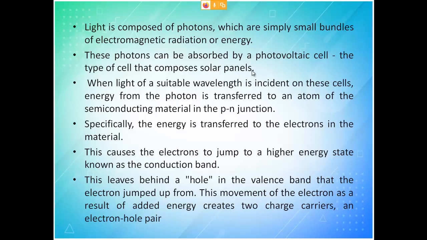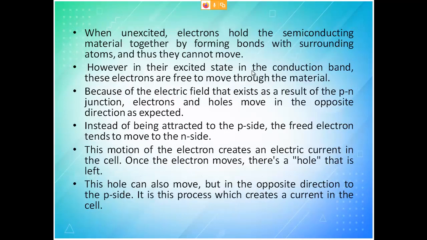Simplified, the energy is transferred to the electron in the material. This causes the electron to jump to a higher energy state known as the conduction band, and it leaves behind a hole in the valence band, where that electron jumped from. This movement of the electron as a result of added energy creates two charge carriers, an electron-hole pair. When unexcited, the electrons and holes in the semiconductor material are bonded with surrounding atoms and cannot move. However, in the excited state in the conduction band, these electrons are free to move through the material, and this electron is only generated from the photon. You have to be very clear: this electron is not from your semiconductor, it is from the photon.